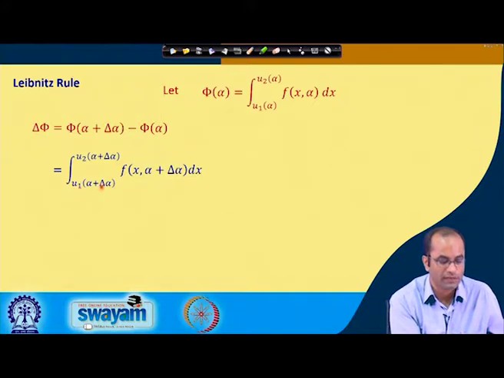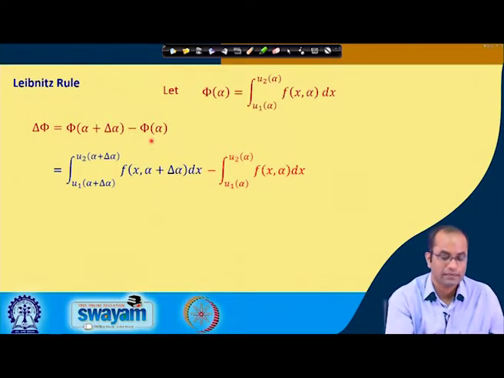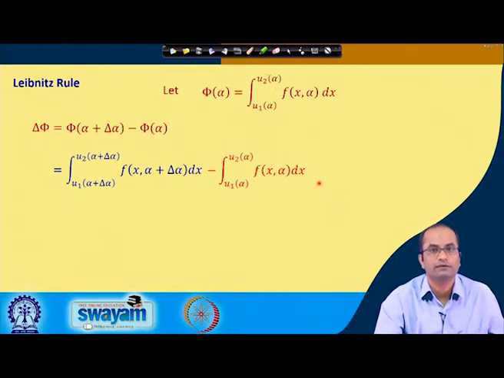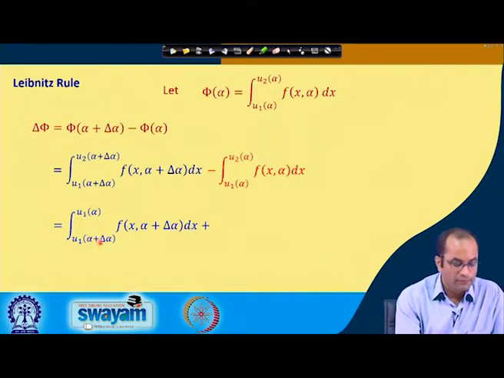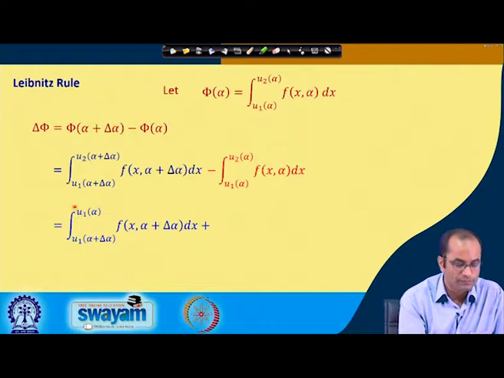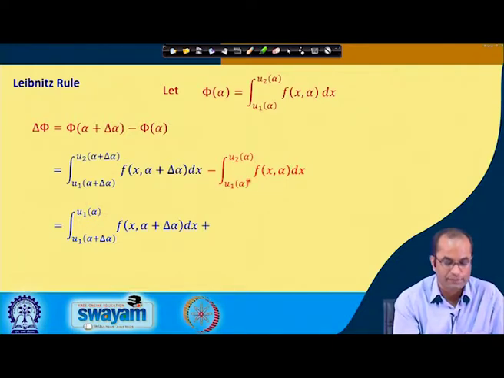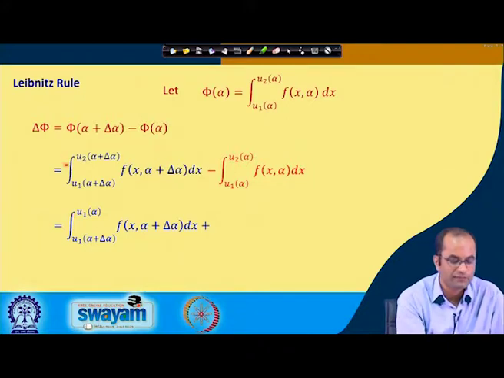So, we will have u 1 alpha plus delta alpha, the lower limit, and then the upper limit u 2 alpha plus delta alpha. The function f x alpha will have alpha replaced by alpha plus delta alpha. So, wherever we have alpha, that will be replaced by alpha plus delta alpha, and minus this phi alpha, the same integral from u 1 to u 2 of f x alpha dx. Now, we will do a little more manipulation here. For u 1 alpha plus delta alpha, we are going to sum a number, which is u 1 alpha. So, up to u 1 alpha, this integral we are going to break now.